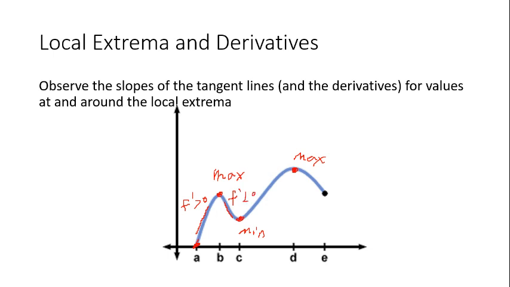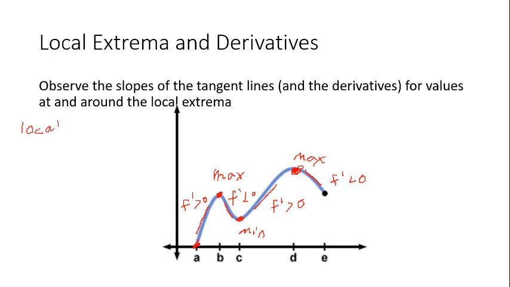Then, between C and D, the function is increasing again, which means the slopes of the tangent lines are all positive, so that means that the derivative is also positive. And then between this maximum and this endpoint here at E, the function is decreasing again. The tangent lines all have a negative slope, so that means that the derivative is also negative. So what does that mean, in terms of the maximums and minimums? Well, at this local max right here, on either side of that local maximum, the derivative switched from positive to negative. And then it did here again at this local max. The derivative switched from positive to negative on either side of that local maximum.